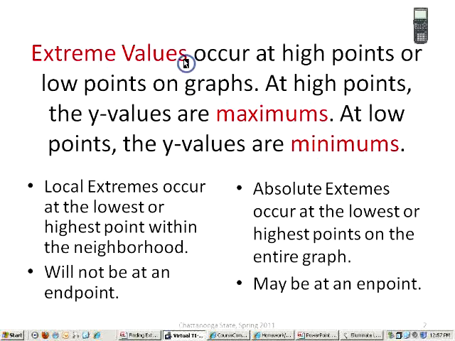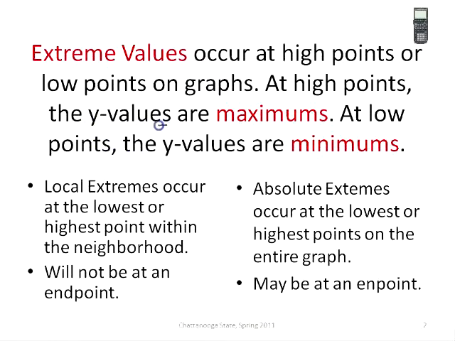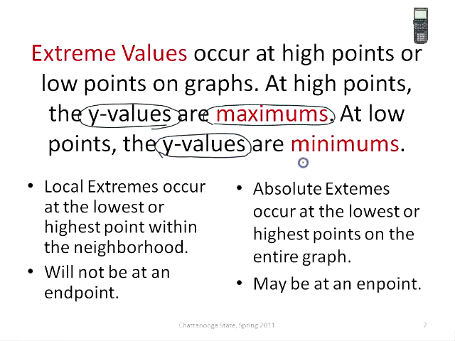At the high points, the maximums are the y values. So the y values are at the top of the hill, and we call those a maximum value. The low points are at the bottom of a valley, and we call those y values the minimums of the graph. Okay. We have two types.